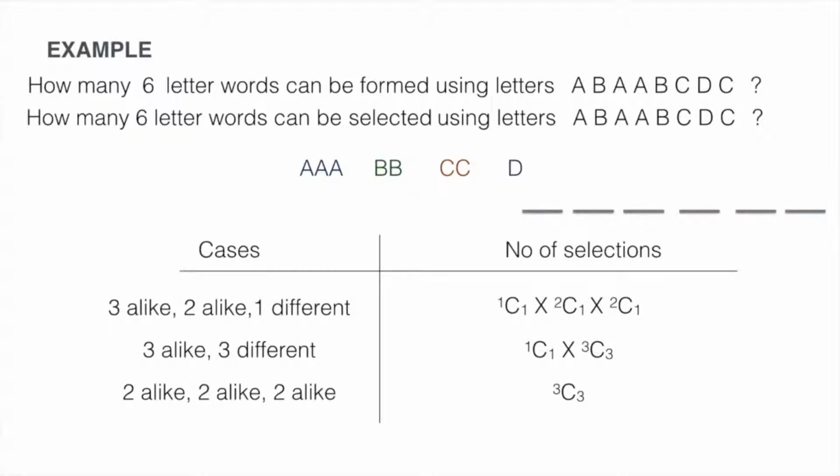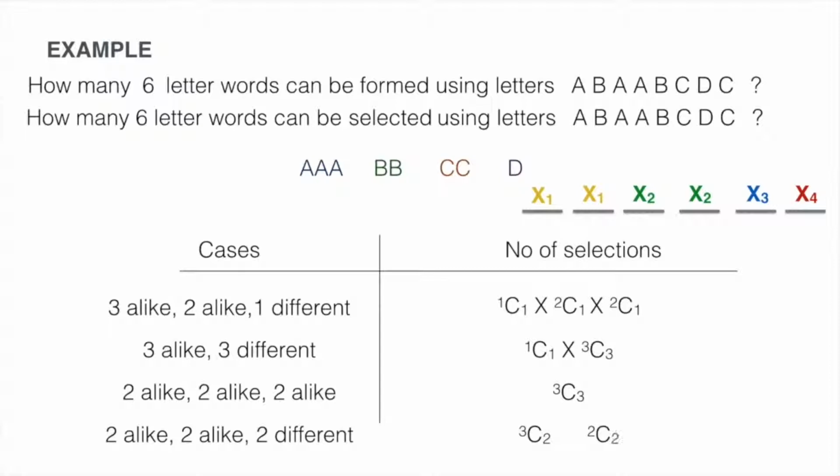One more case would be 2 alike, 2 alike, 2 different. For the 2 alike, I have 3 options, so 3C2. After filling out the 2 alike, I will be left with 2 options to fill the 2 different, hence 2C2. So finally, I get 3C2 multiplied by 2C2.